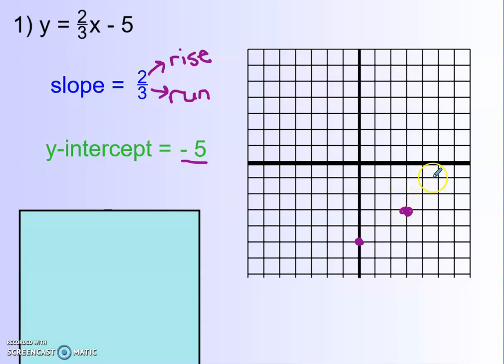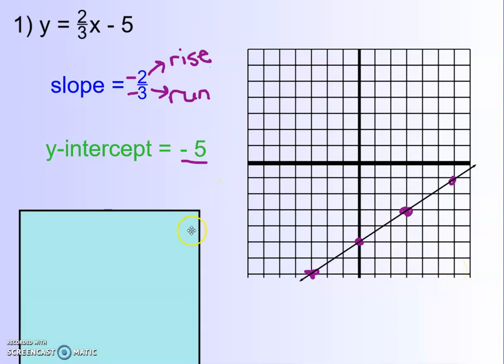Up 2, right 3. Which, by the way, remember, positive 2/3 is also the same as -2 divided by -3. That's still a positive. And if I thought of my slope that way, I could say the rise from this point is down 2, and the run is negative, or to the left 3, and I would get that point. And once you have all your points set up, you can draw that straight line through all those points, and there it is.